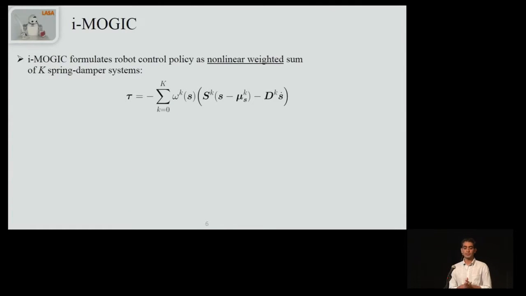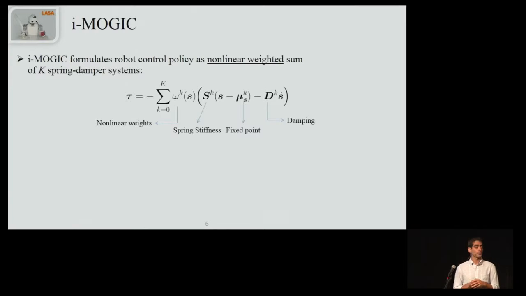Our control policy, in fact, is a nonlinear weighted sum of a set of spring damper systems. You could think of it as a set of spring dampers that are spread in the task space, and the region of influence of each spring damper is defined by the nonlinear weights omega.